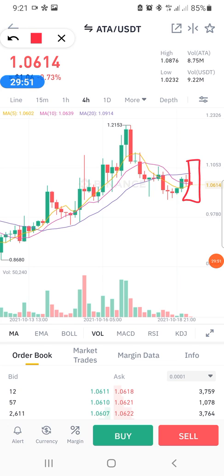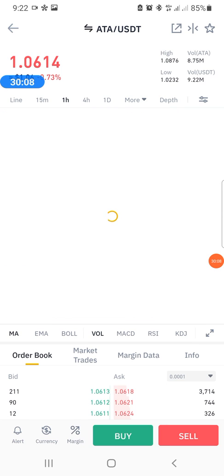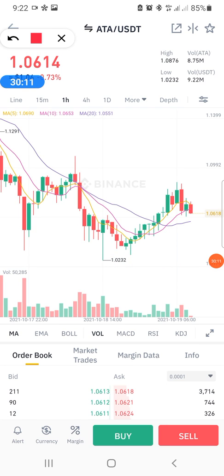It took a complete 4 hours for this candle to start its movement from the beginning here and end here. Whereas on the 1 hour time frame, it took 1 hour for this candle. Note that no matter the size, whether this one is longer, starting from here and ending here, no matter the height of the candle, it took 1 hour to complete that movement.